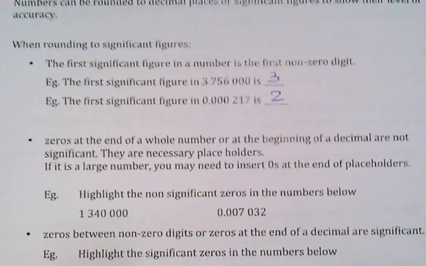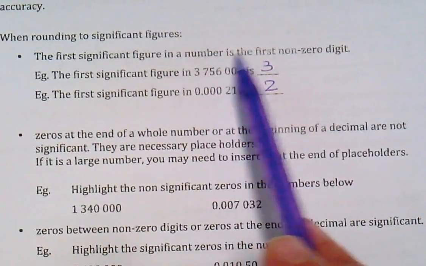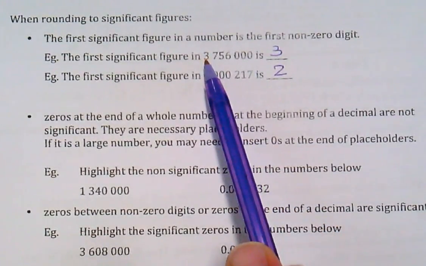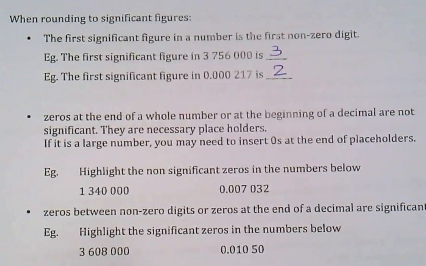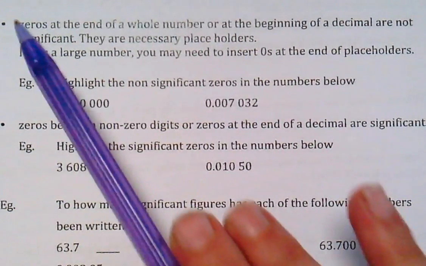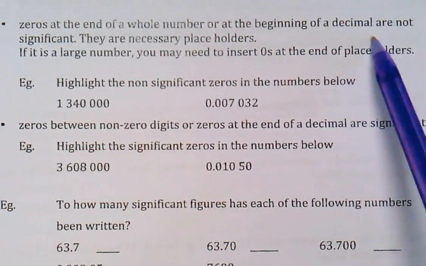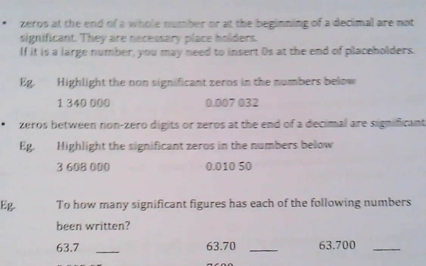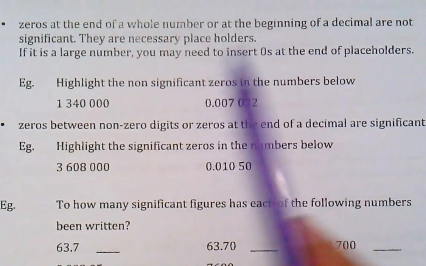So these are some rules. You might want to highlight that first row. The first significant figure in a number is the first non-zero digit. So this is the first non-zero digit, the 3, and then for this other one, the first non-zero digit is a 2. Bit of a tricky one next. Zeros at the end of a whole number or at the beginning of a decimal are not significant. They are just there to hold place values. So they are necessary placeholders.